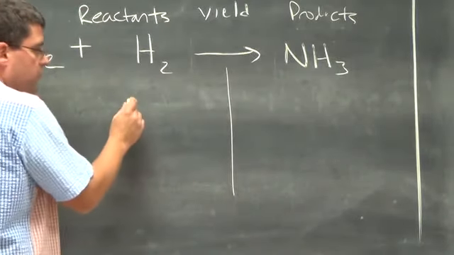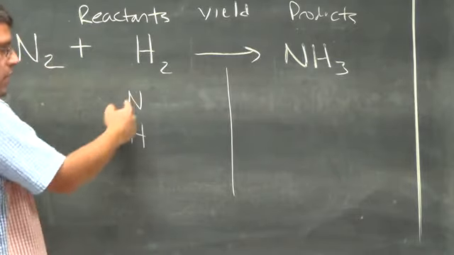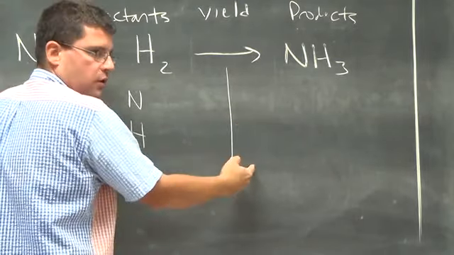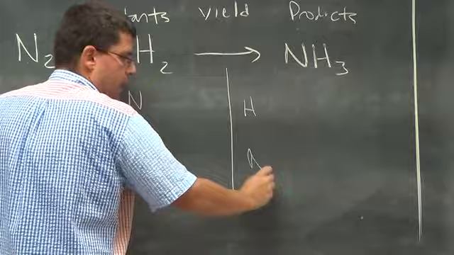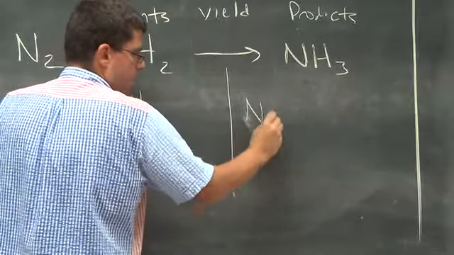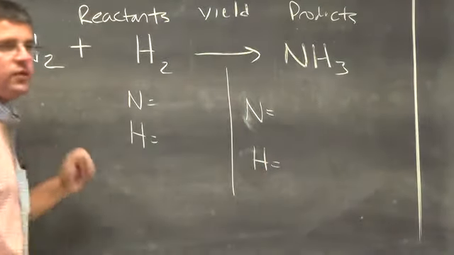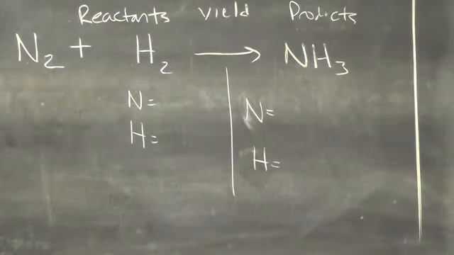And here's the key thing, they must be in the same order. Watch. If I say N, H over here, please put it in the same order over here. Don't do H, N. It's confusing. Just keep it simple. N, H. Just like that. Now, count.